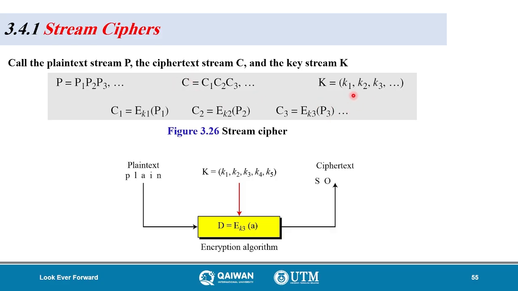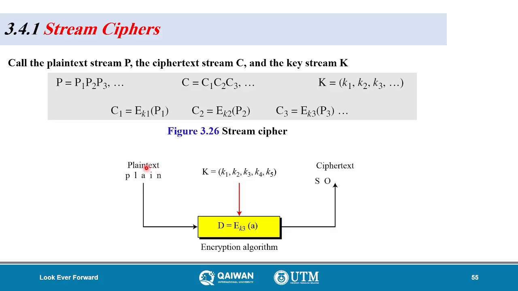And the K would be equal to K1, K2, K3, and so on. Now the C1 would be the encryption with K1 of P1. This part is, let's say, the P1. Now the P2 would be with K2, and that would be our ciphertext. Now C3 and so on. Now this would be our stream cipher.